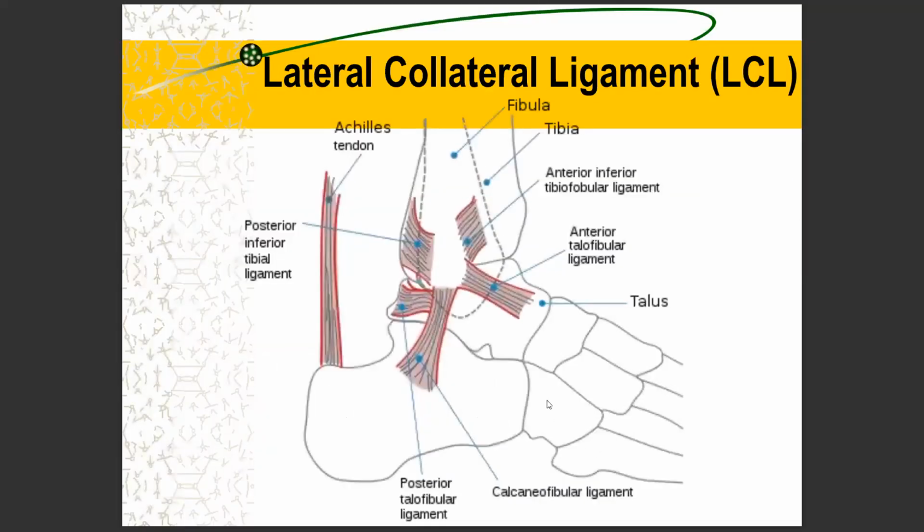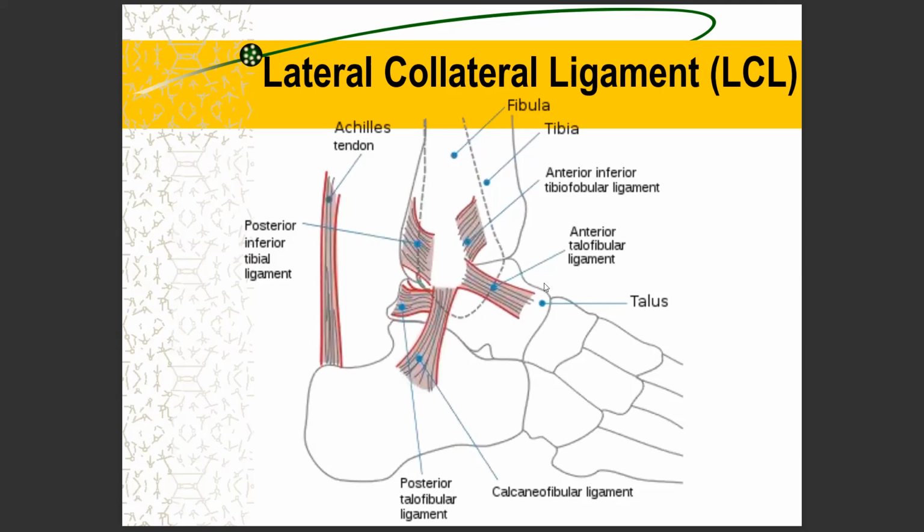So if we look at these, they have separate attachments. This is the ATFL, which is the anterior talofibular ligament. This one is the CFL, which is the calcaneofibular ligament, and that one is the PTFL, which is the posterior talofibular ligament. These three ligaments are known as the lateral collateral ligament or the lateral ankle ligaments.